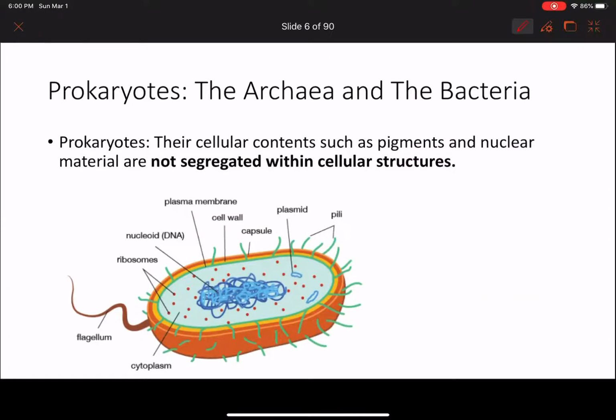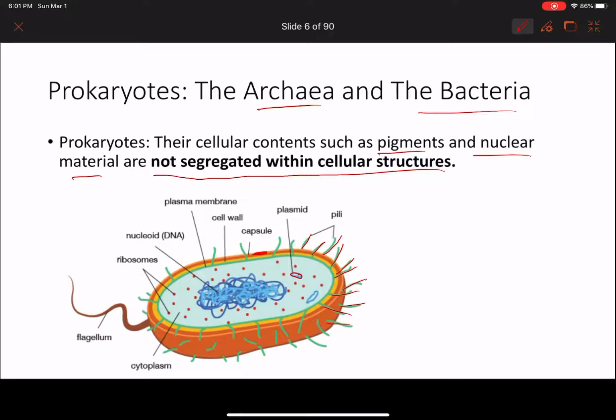Let's look at the prokaryotes, the archaea, and the bacteria. Of course, their cellular content, such as pigment and nuclear materials, are not segregated within a cellular structure. You can see, for example, a small bacteria. You can see the pili on their skin. You can see the plasmid. You can see the capsule.